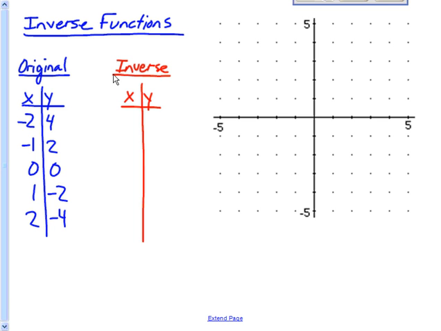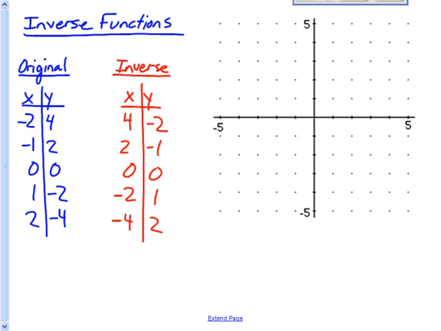So in other words, that point (-2, 4) is going to become (4, -2). So that'll become over here for the inverse (4, -2). That original point (-1, 2), guess what? (2, -1). (0, 0) flip-flops, still (0, 0). (1, -2) becomes (-2, 1). And finally, (2, -4) becomes (-4, 2).